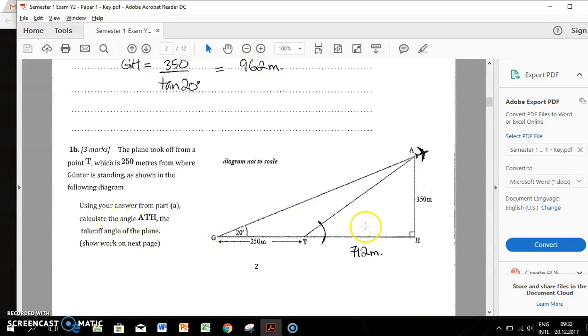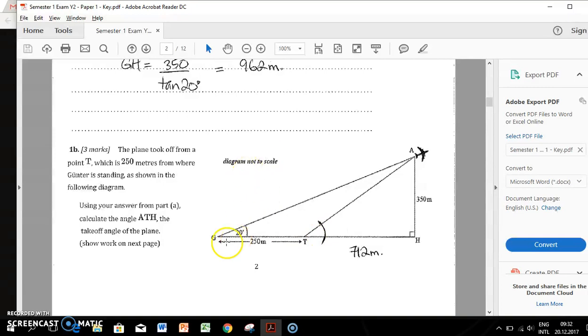Calculate the angle ATH. So I follow the dots, ATH. So that means this angle. An angle is always defined by the middle letter here. So T tells us where the angle is. So ATH is this marked angle here. We want to find that angle. That angle is more than 20 degrees. You can see it's steeper. So we want to find that angle.